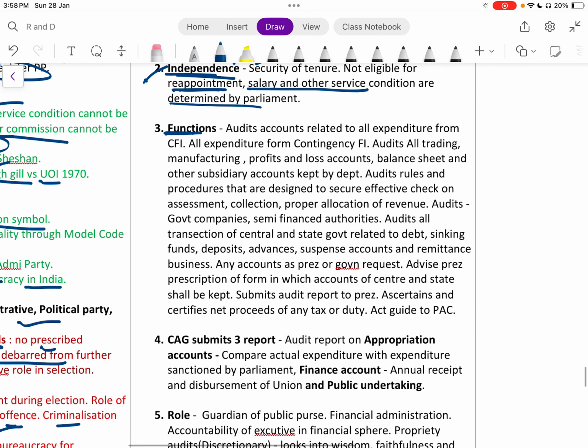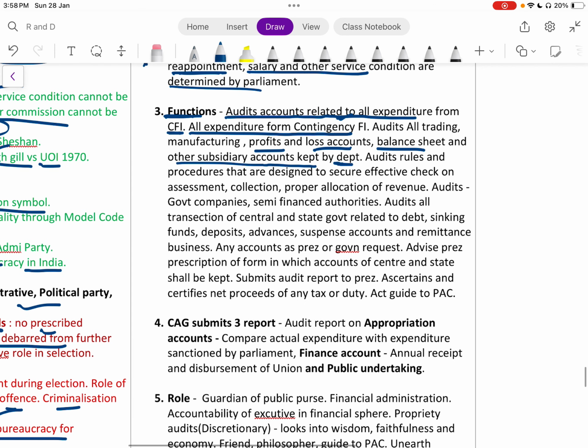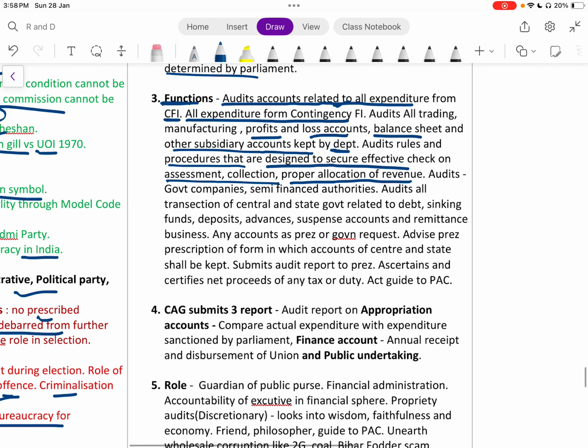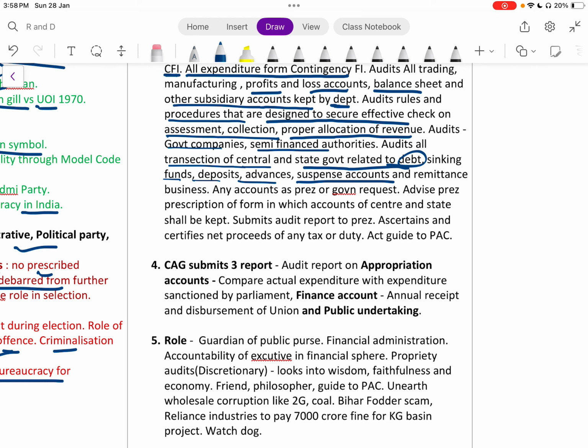Okay, what are the functions? It audits the accounts related to all expenditure from the Consolidated Fund of India, all expenditure from the Contingency Fund of India, and all trading, manufacturing, profit and loss accounts, balance sheets and other subsidiary accounts kept by departments. It audits rules and procedures designed to secure effective checks on assessment, collection and proper allocation of revenue. It audits government companies, and statutory authorities, and all transactions of the central and state governments relating to debt, sinking funds, deposits, advances, suspense accounts and remittance business.